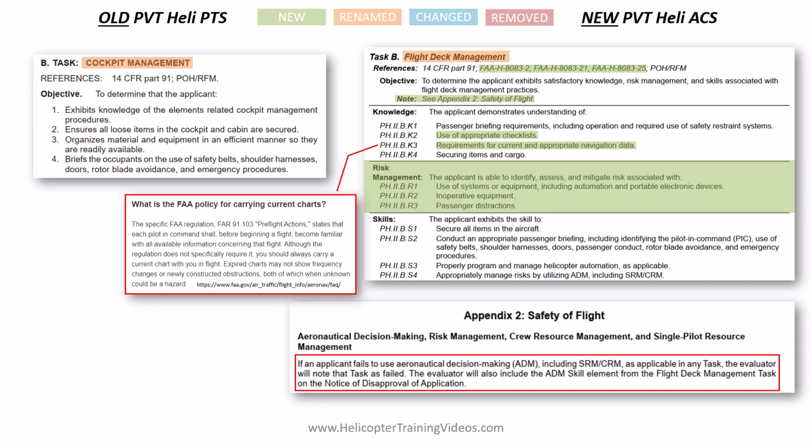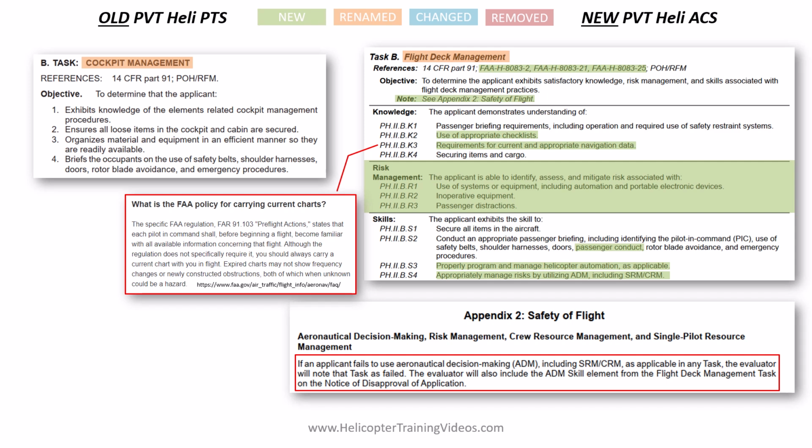Under the new risk management section, you can see that the applicant's going to identify, assess, and mitigate risks associated with systems or equipment, including automation and portable electronic devices. So that's going to be your avionics. Maybe you've got a glass cockpit, setting that up correctly. You've also got portable electronic devices, which is going to be your iPad with ForeFlight, etc. How to deal with the risks of inoperative equipment and passenger distractions. And then under skills, you can see there is an element that talks about conducting an appropriate passenger briefing.